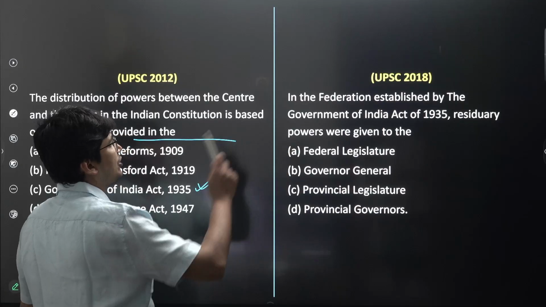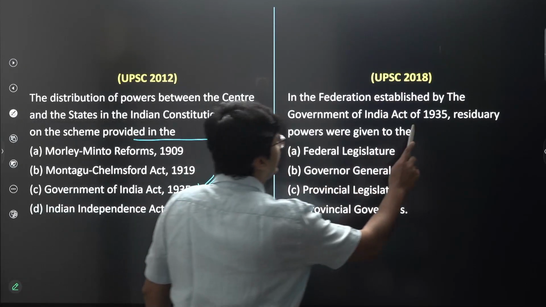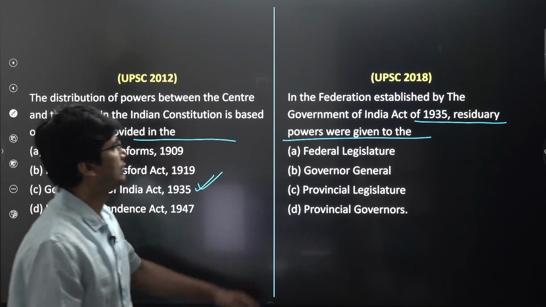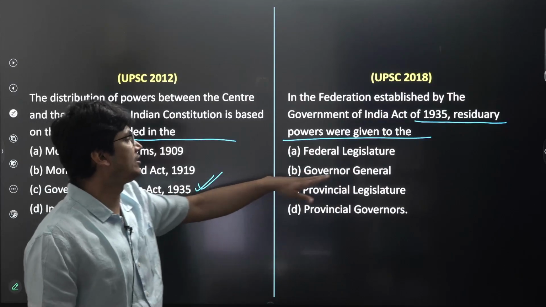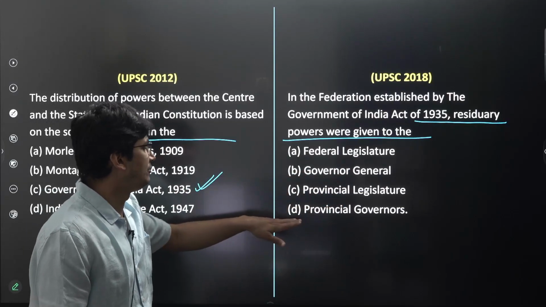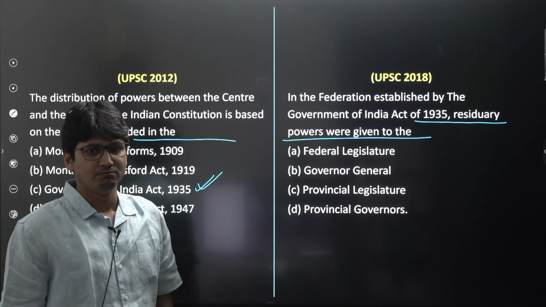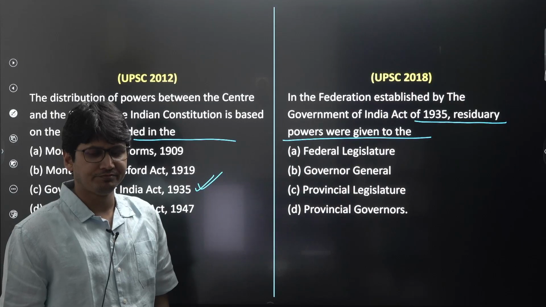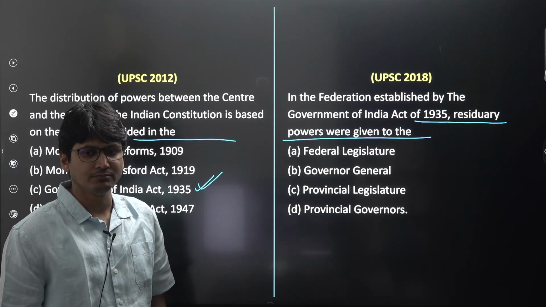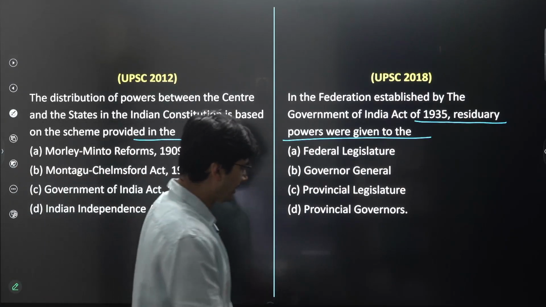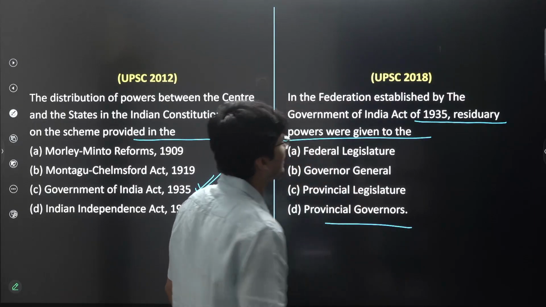2018, in the federation established by the Government of India Act 1935, residuary powers were given to the, options, Federal Legislature, Governor General, Provincial Legislature, Provincial Governors. Although we have not discussed residuary powers, the correct answer here is provincial governors, but we'll discuss residuary powers later.